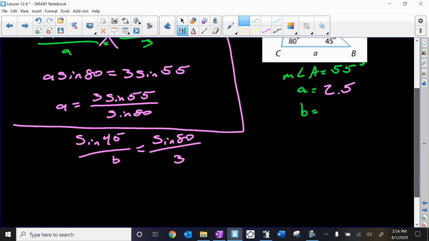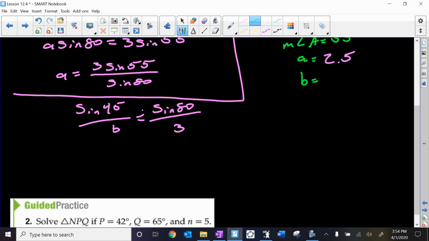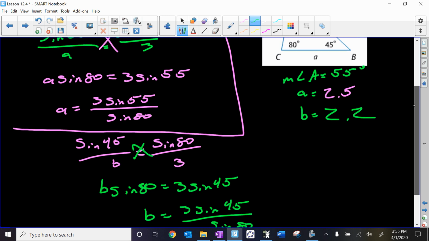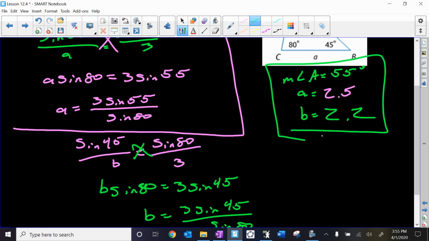And it works the same way as what we did before, cross multiply and solve. B sine of 80 equals 3 sine of 45, divide by sine of 80, 3 sine of 45 divided by sine of 80. You can plug that into your calculator. When you do that, you're going to get approximately 2.2 as your side length. These all represent your answers off to the side.